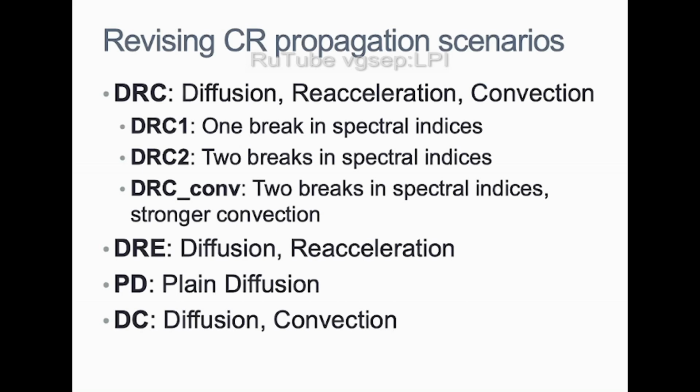Next, we revise a DRE model, which just has diffusion and reacceleration, a PD model, which is plain diffusion, and a DC model as well, which just includes diffusion and convection.